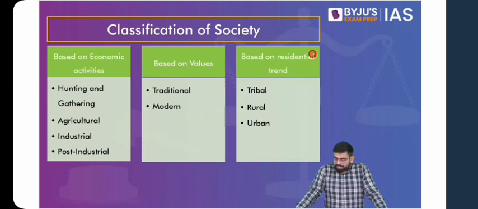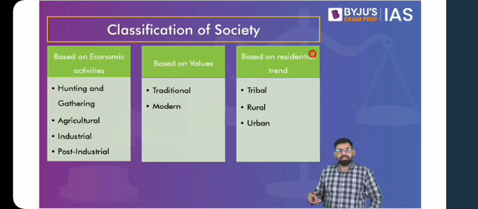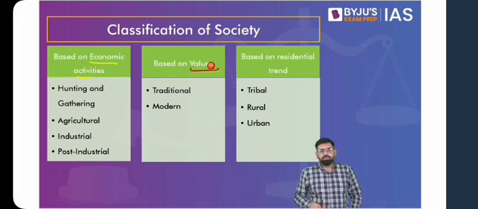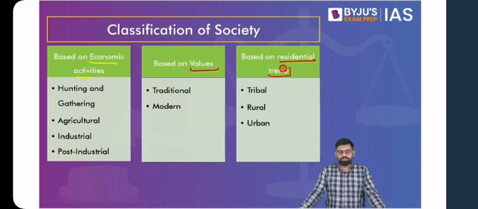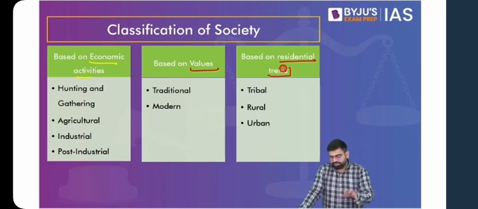Now, before starting with that, let's see how we classify our society. Indian society can be classified on the basis of economic activities, on the basis of values that we just saw, and also on the basis of residential trends. Another form of classification can be on the basis of political structure or political system. But we are going to stick to this because we have to understand primarily from the sociological point of view.